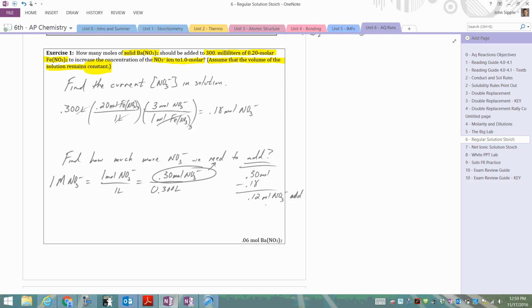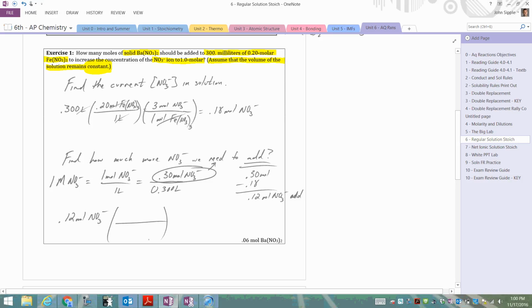Okay, but we just don't have moles of nitrate lying around, do we? What are we adding here? How are we adding in our moles of nitrate? Yeah, we're adding barium nitrate. So that's what we need to figure out. So we have 0.12 moles of nitrate that we need to add.